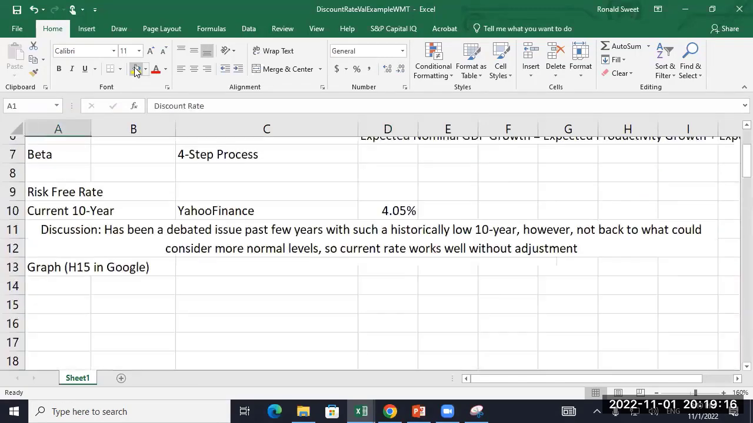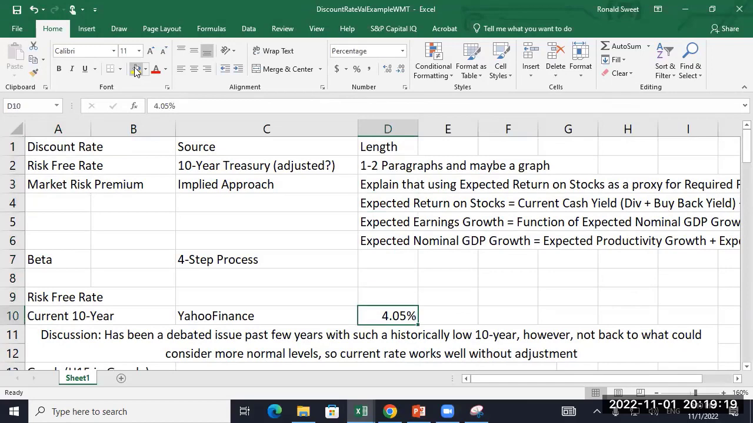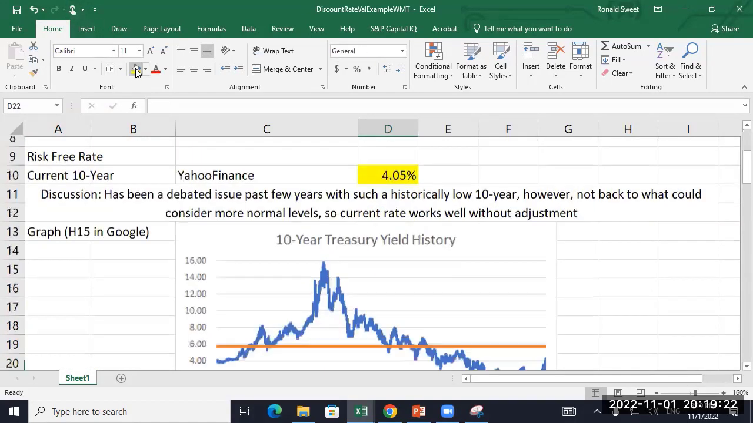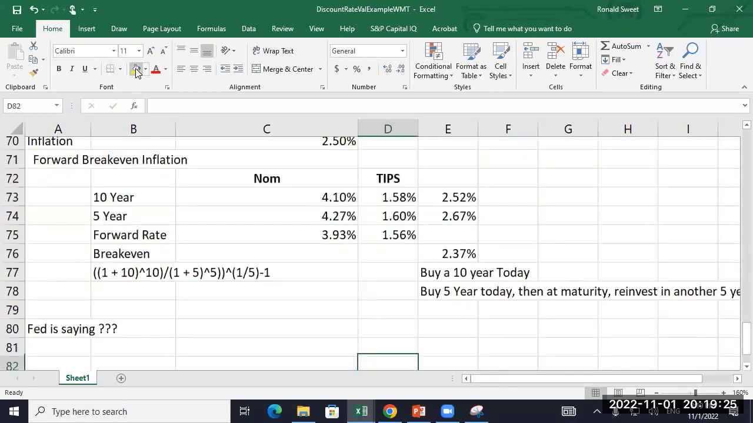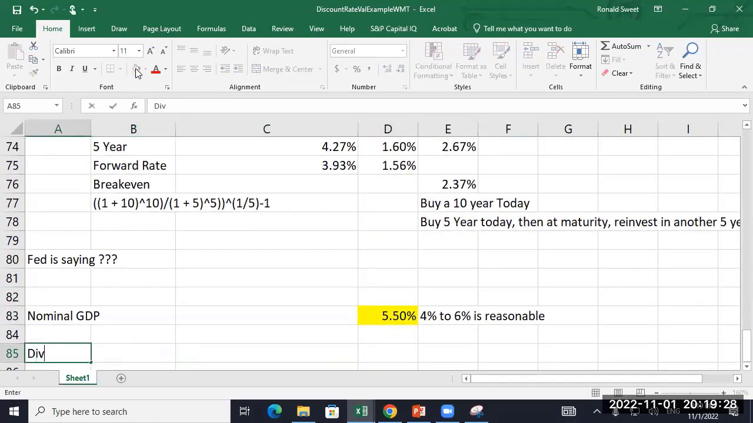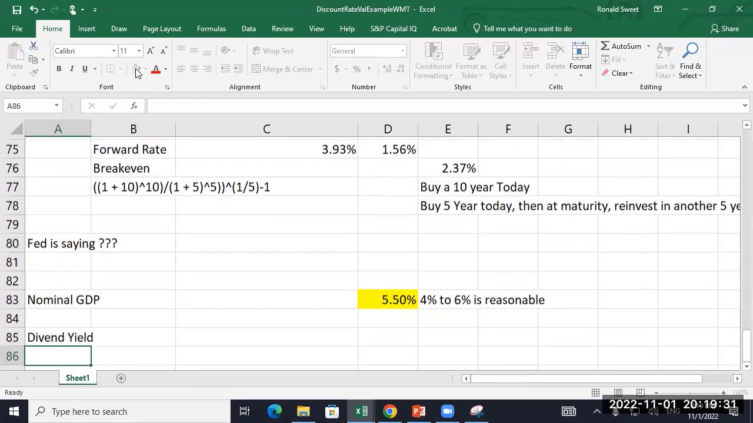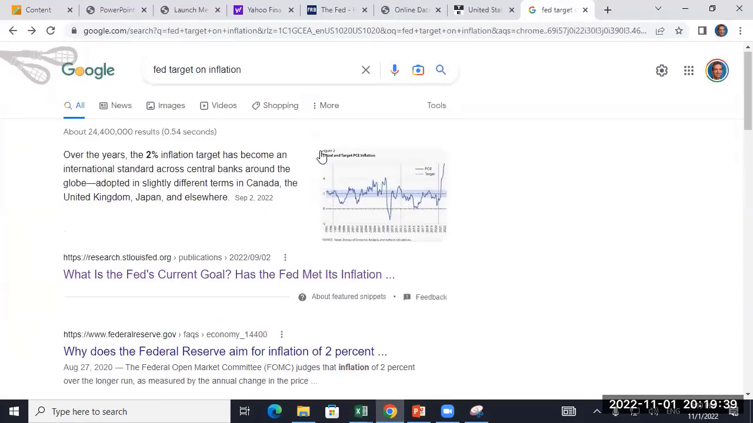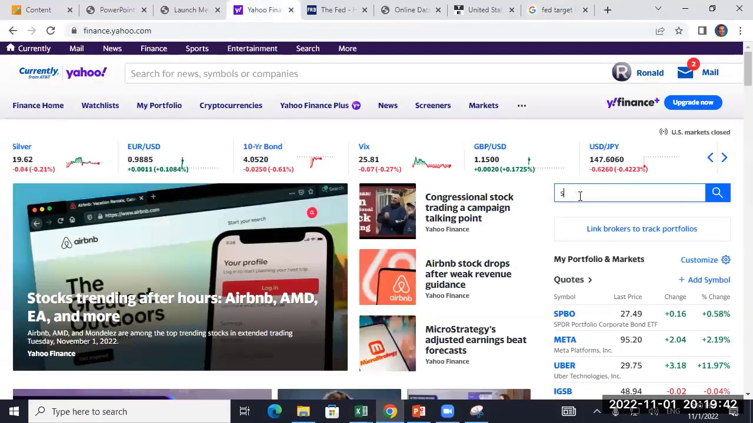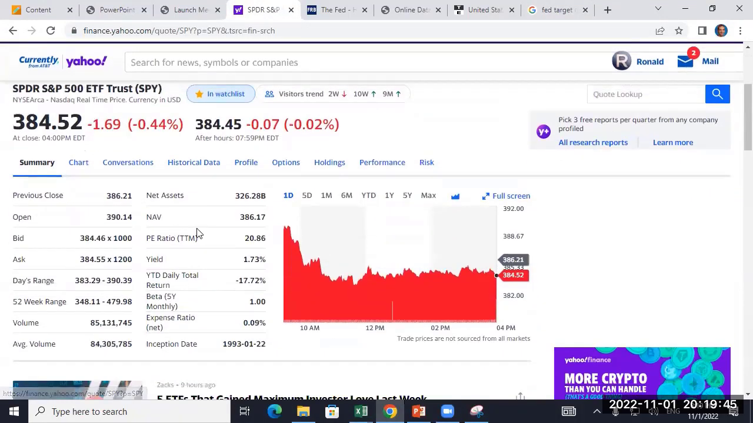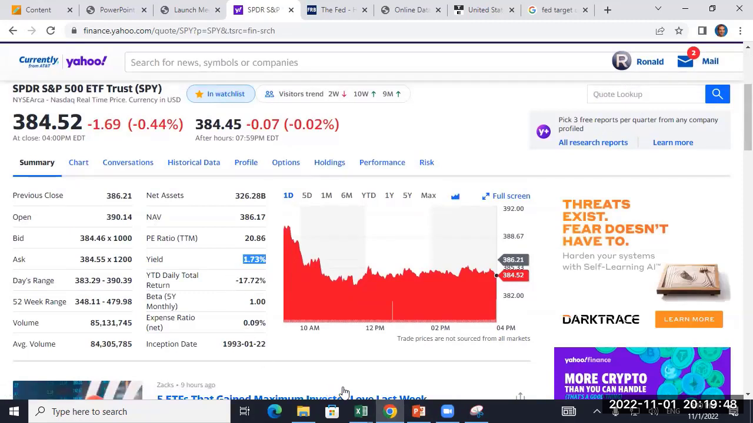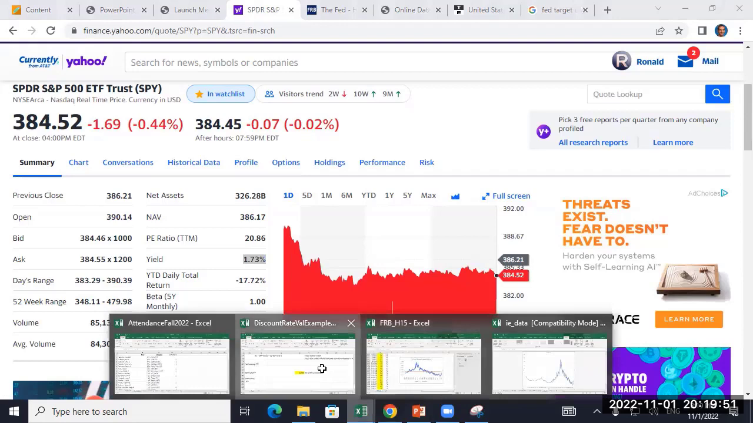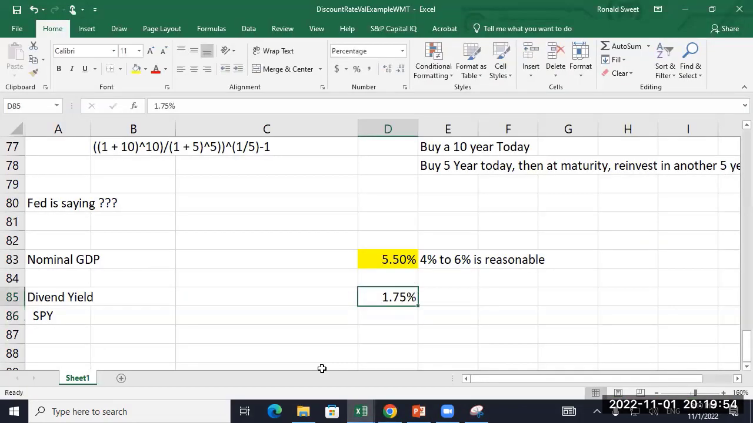So I got 5.5 nominal GDP, 4.5 real rate. And then we got the dividend yield. Here I just get the SPY, and I bet it's come up quite a bit. Market's tanking. So the current, yeah, it's back up above 1.5. So 1.73%. I recommend rounding numbers. I really do. It just makes more sense.